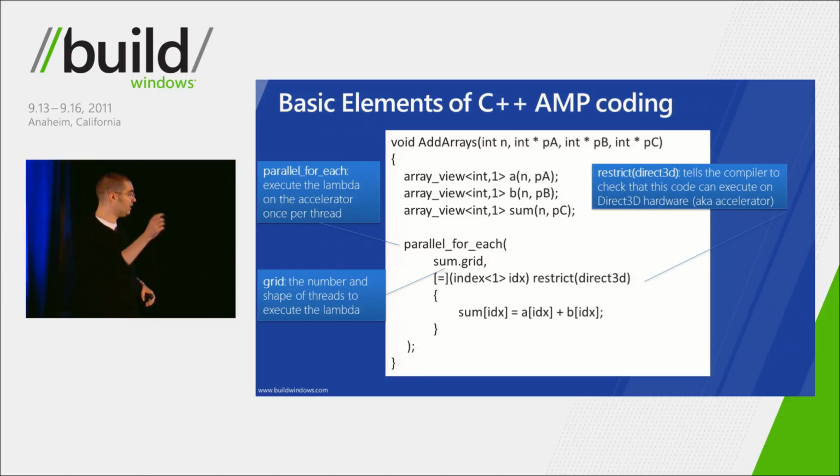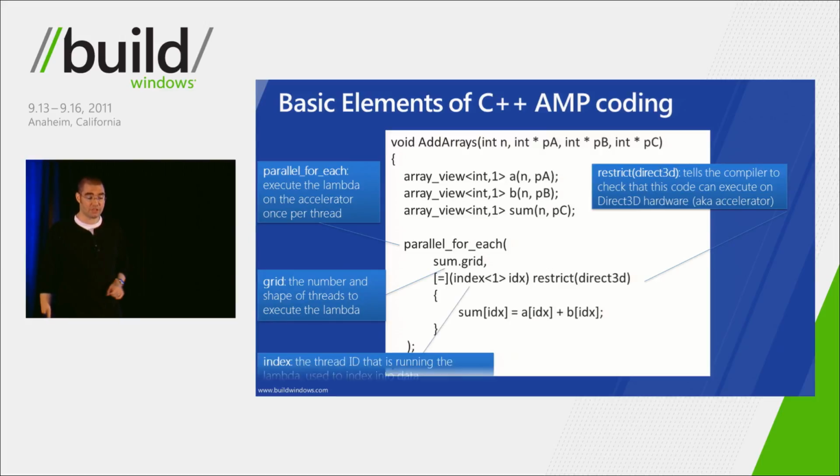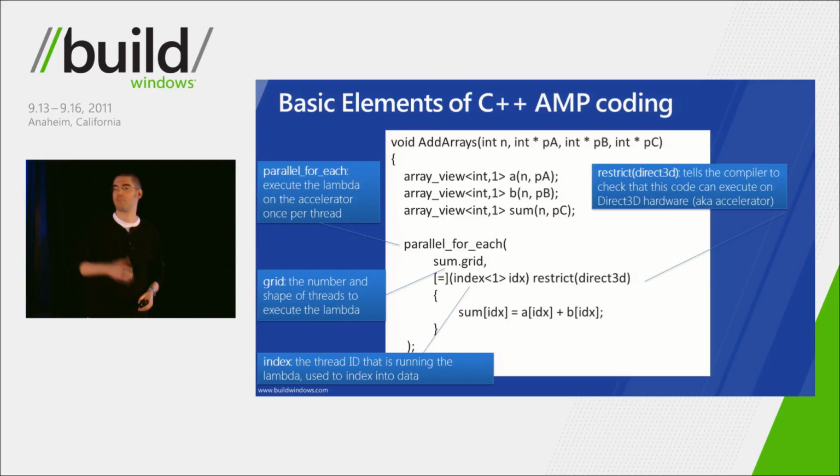So you told it how many threads, and then if you look at the lambda itself, this is our key new language feature, restrict(direct3d), which you can put on functions and lambdas. That basically instructs the compiler to check: can this code execute on the GPU? Because there are some restrictions in what you can do. Remember at the start I said those GPU threads can't do everything. So the code you write to execute on the GPU cannot do everything. I'm going to talk about what the restrictions are, but this is how you'll find out at compile time if you're doing something wrong. The other thing to notice in the lambda is that it takes an index. And the index, you can think of that as the thread ID.